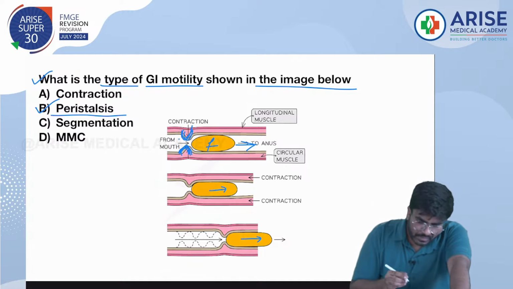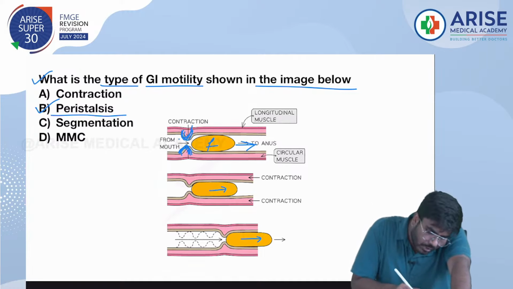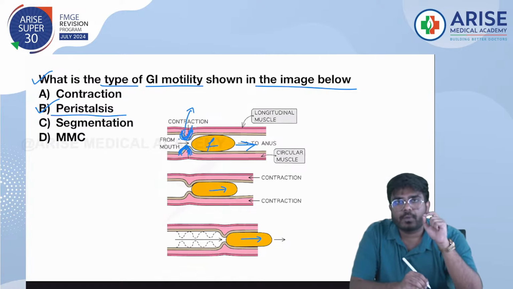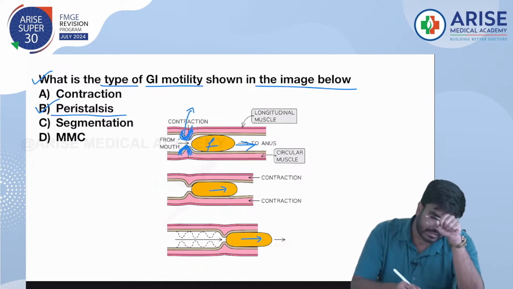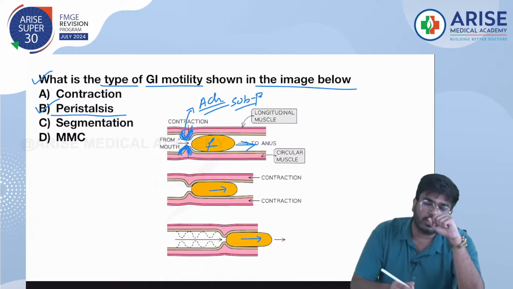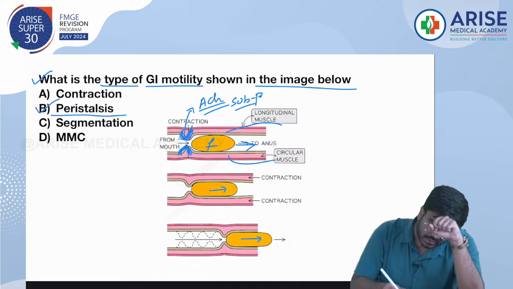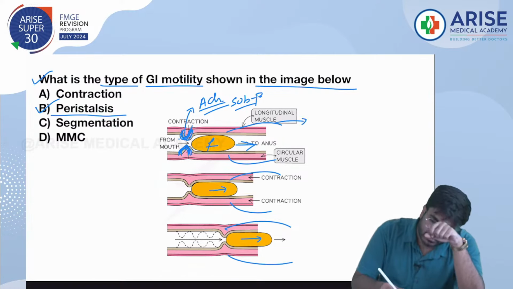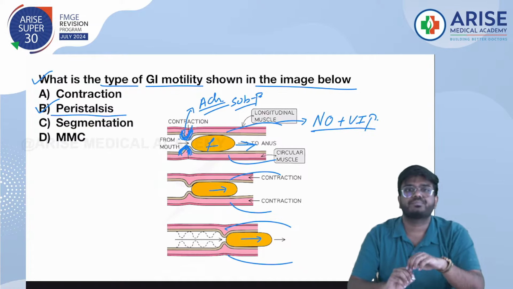So, what will they ask in your exam? This proximal segment is contracting, right? Who is going to contract this proximal segment? It is because of acetylcholine. Acetylcholine and substance P are going to contract the proximal segment. And who is going to cause the dilation of this distal segment? The distal segment is getting dilated, right? This dilation is because of nitric oxide and vasoactive intestinal peptide.